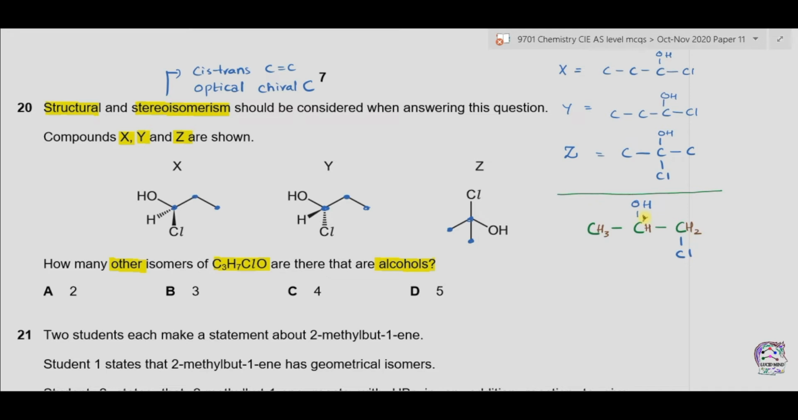As we can see, the central carbon is attached to 4 different groups. One is OH, one is hydrogen, one is CH3, and one is CH2Cl. So therefore this is a chiral carbon. So there must be an optical isomer of this compound. The numbering starts from this carbon atom. As the substituent gets the least number, we have 1, 2, 3. So the name is 1-chloropropane 2-ol.